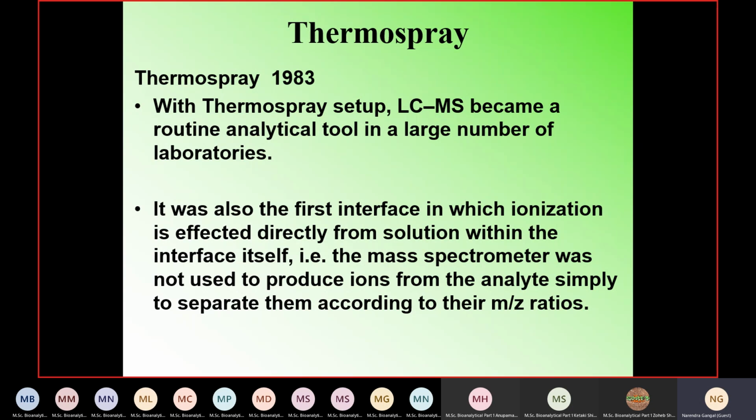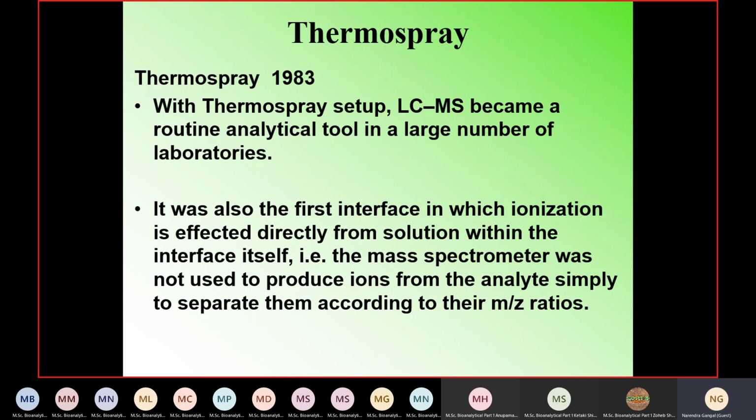So thermospray as such, you can see that all these are called spray techniques. There is a thermal and spray. So most of the techniques which are used in LCMS are spray techniques. Now, before going into the details of the thermospray, there has always been a lot of issue of interfacing the LC part to the mass spectrometer. Why was there a lot of problem?